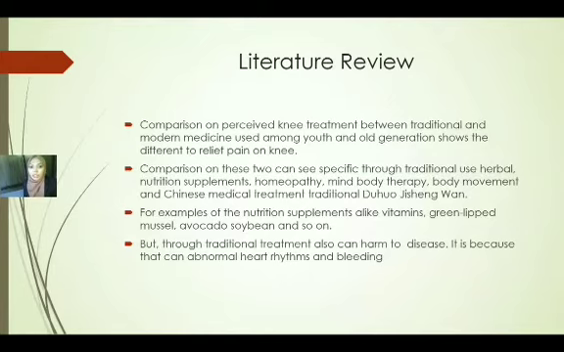For example of the nutrient supplement, I mean for the traditional that is used for the treatment, like vitamin, green leaf mussel, avocado, soybean, and so on. But traditional treatment can also harm the disease. I mean it can make the patient feel a problem and can harm their health. It is because it can cause abnormal heart rhythm and also bleeding.